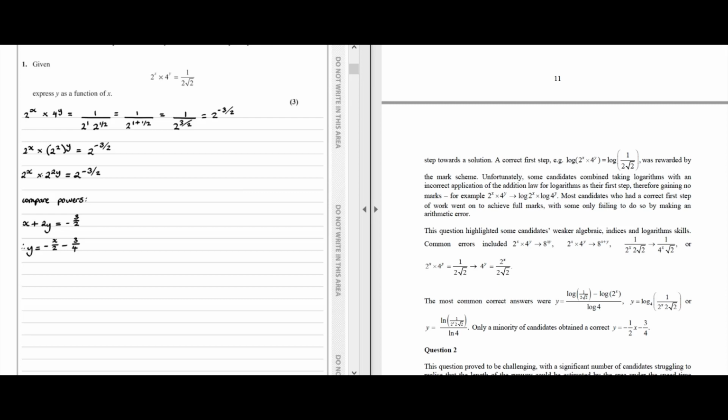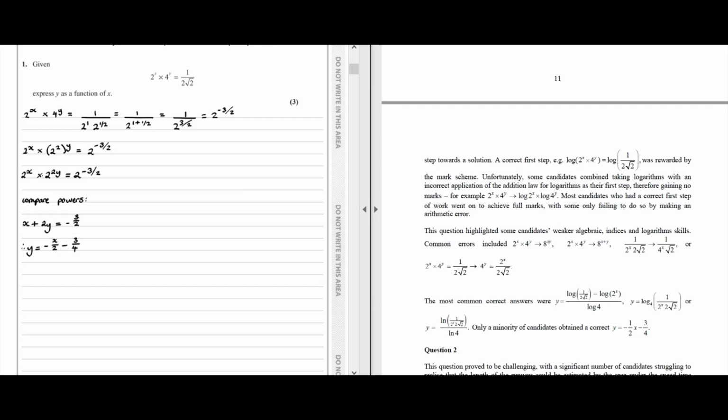The most common correct answers were y equals log of 1 over 2 root 2 minus log of 2 to the power of x, over log of 4. And then we've got other solutions over here, and only a minority of candidates obtained a correct y equals minus a half x minus 3/4.